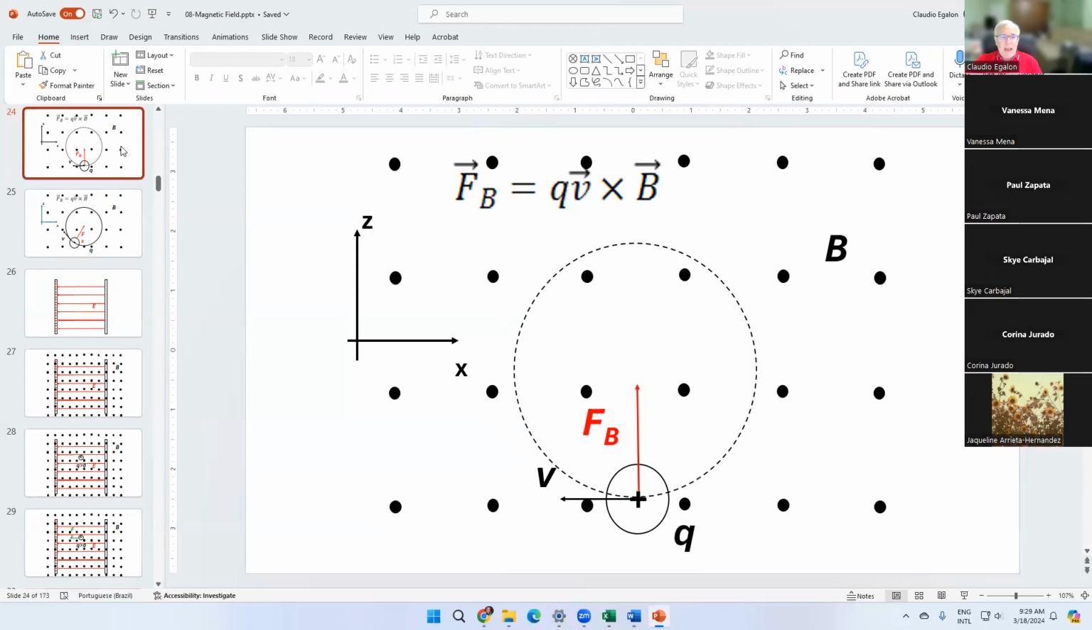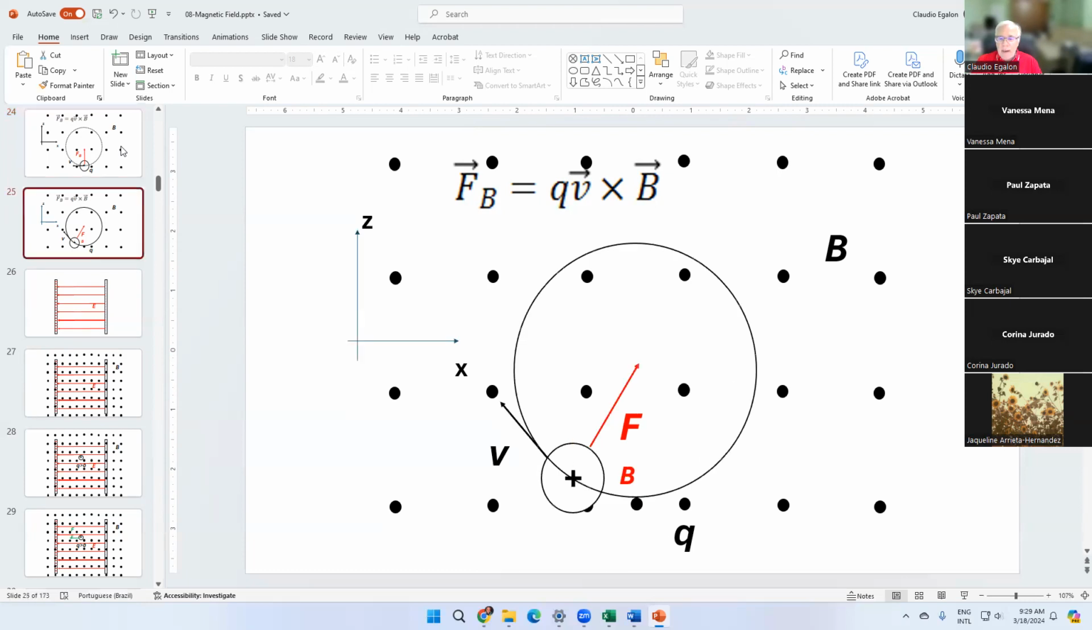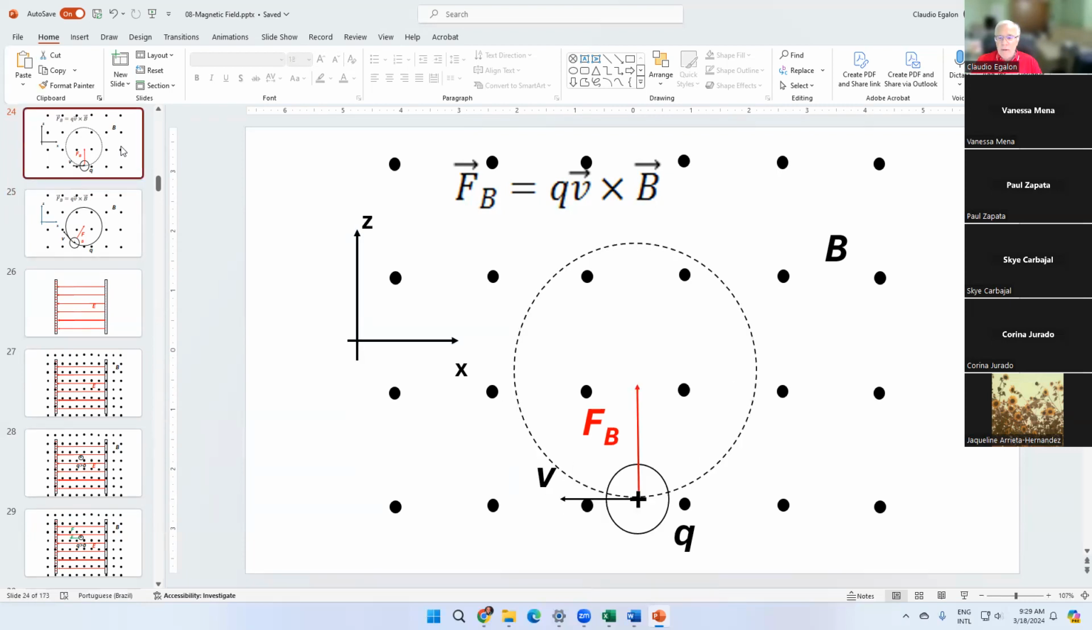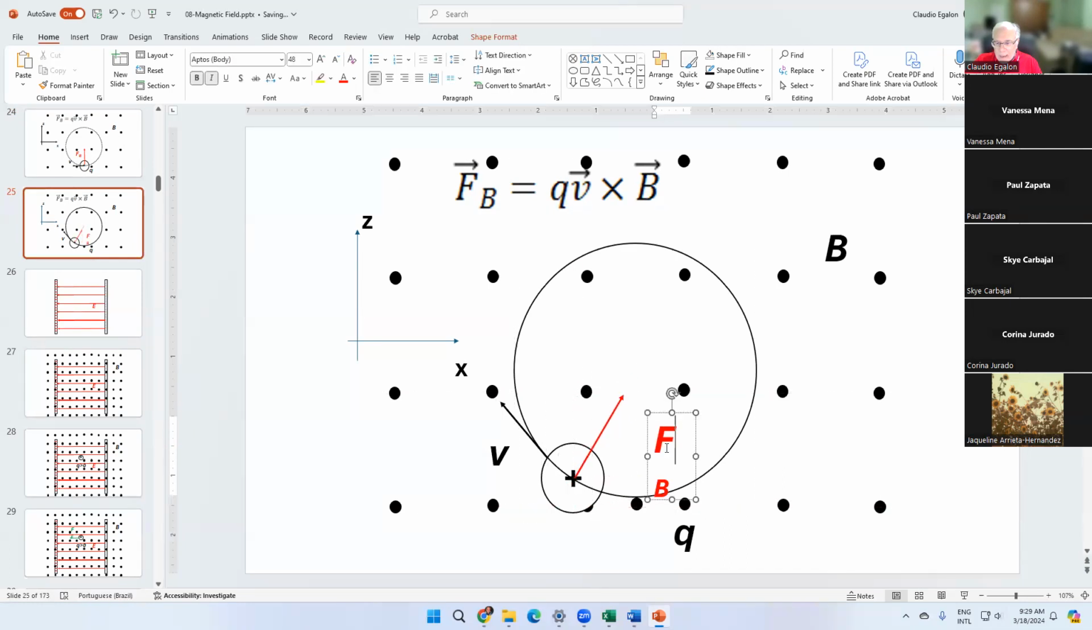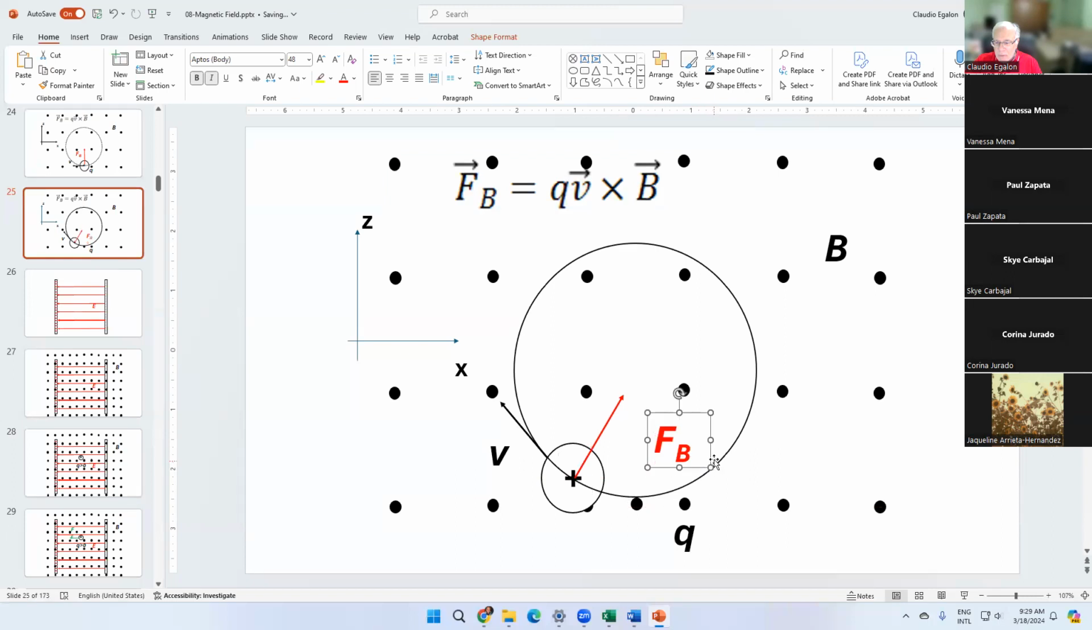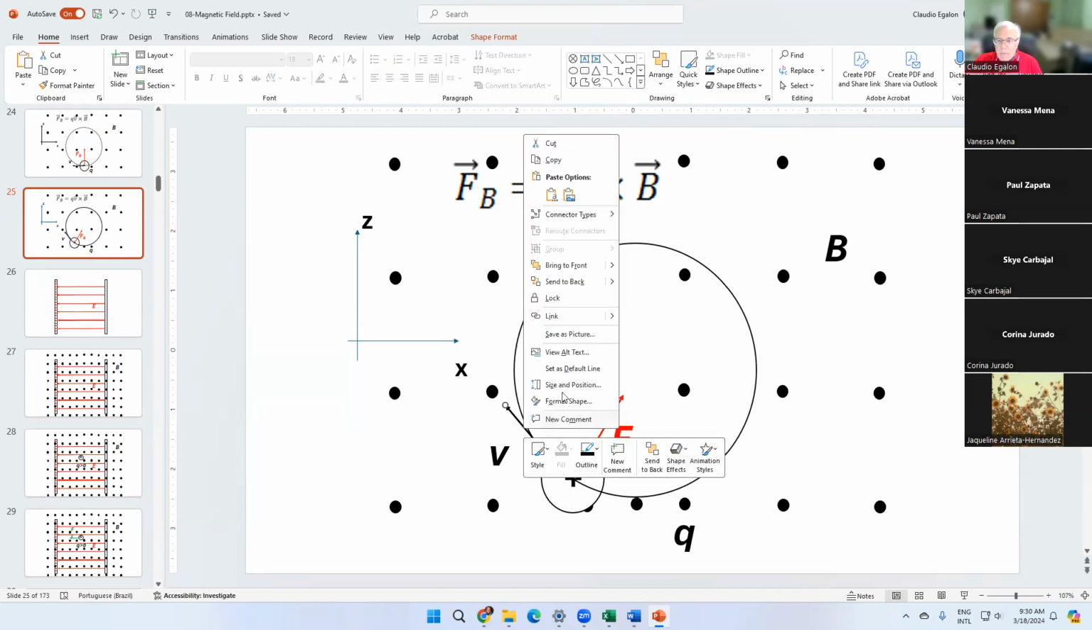Okay, so here you go. At this instant of time, it's here. A little bit later on, it's here. And I can fix my magnetic force just like I did before. Velocity vector, bring it to the front.